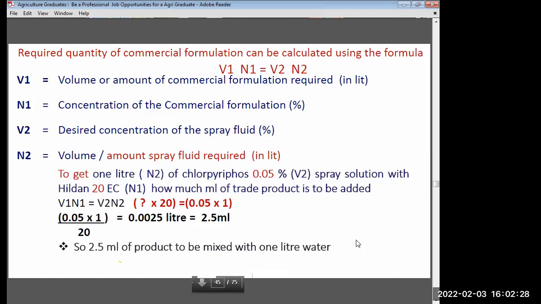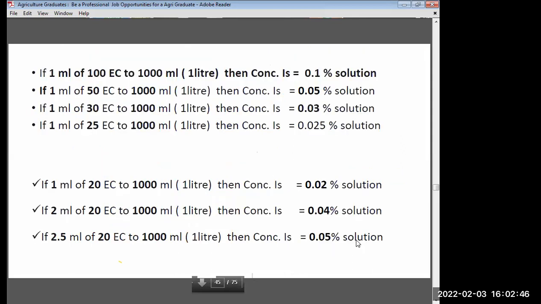This is a method. This is an easy method. Any method you can use. That is the formula. You can use the formula to work out the quantity of pesticide. You can refer to the ready reckoner to have the line. Okay, next. I think you are able to understand.